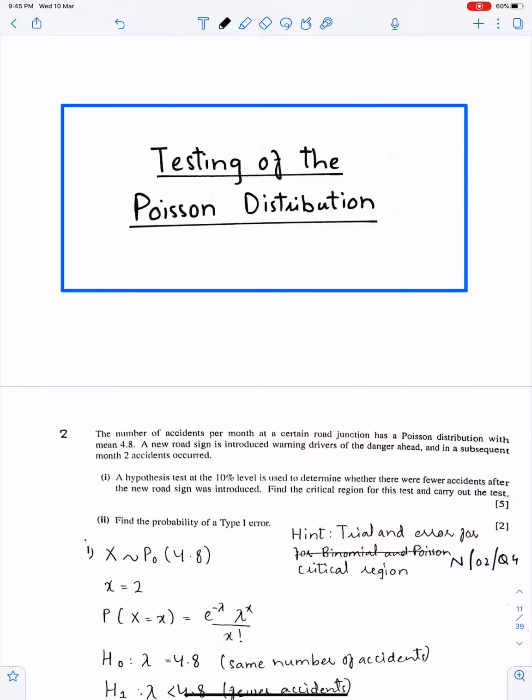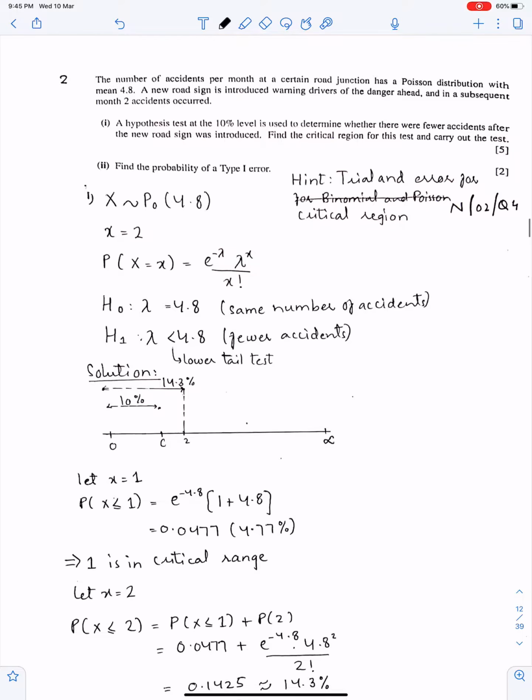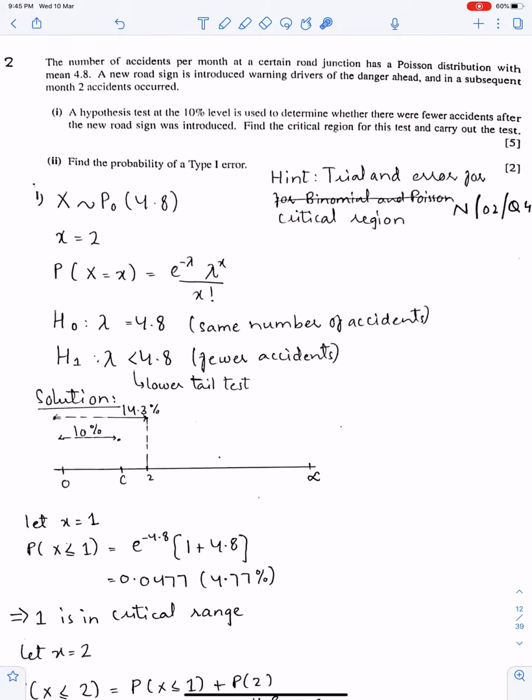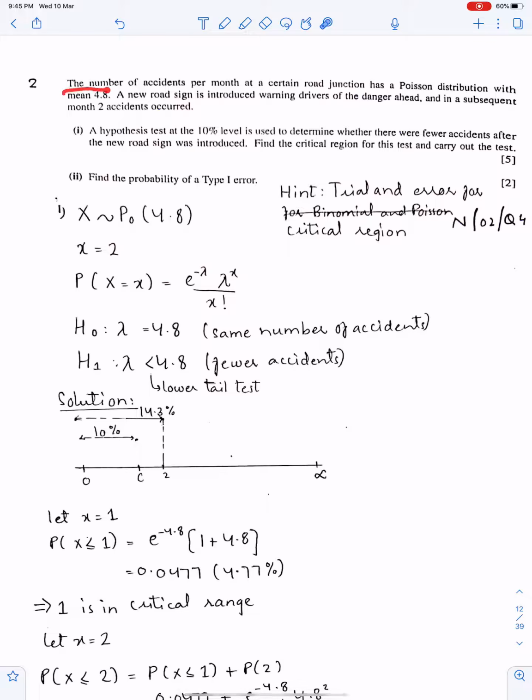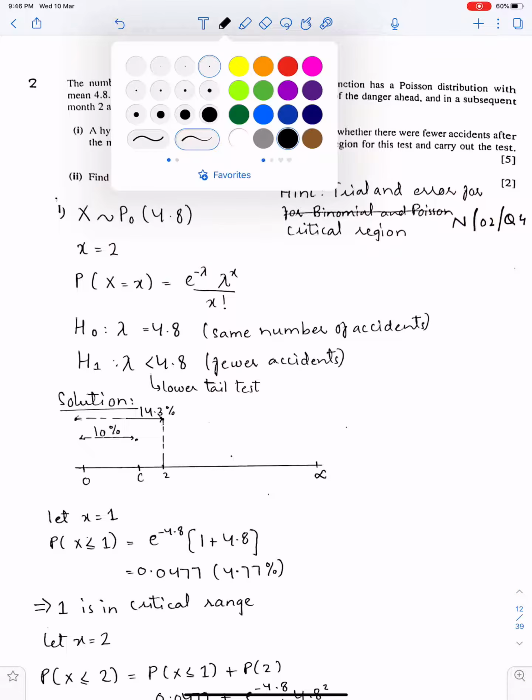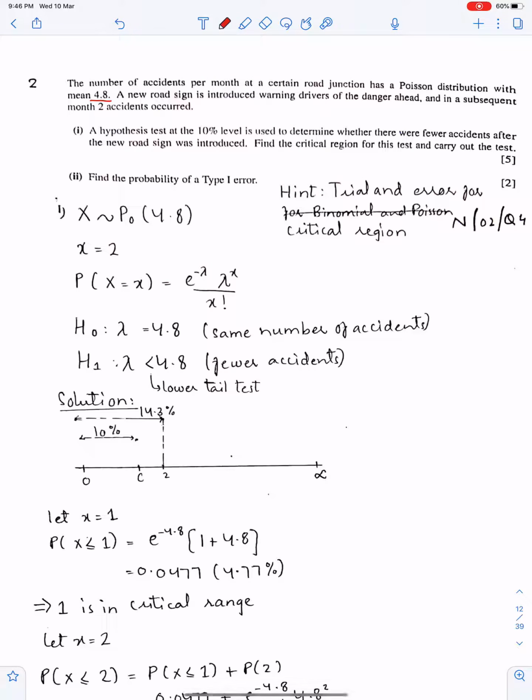Now we have to do testing of the Poisson distribution. The number of accidents per month at a certain road junction has a Poisson distribution with mean 4.8. This is the value of lambda, the lambda of Poisson. A new road sign is introduced warning drivers of the danger ahead, and in a subsequent month, 2 accidents. This is the test value, X.